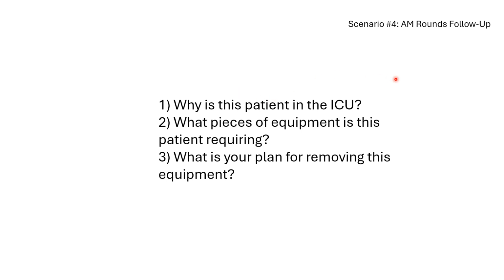So for example, number 1, this patient's in the ICU due to septic shock from pneumonia. All right, which is just a one-liner. What piece of equipment is this patient requiring? They are requiring 3 things: a ventilator, a central line, and vasopressors due to the pneumonia septic shock. What is your plan for removing this equipment? We're going to give antibiotics. We're going to treat the underlying pneumonia. As the body recovers, we're going to be able to pull off equipment.